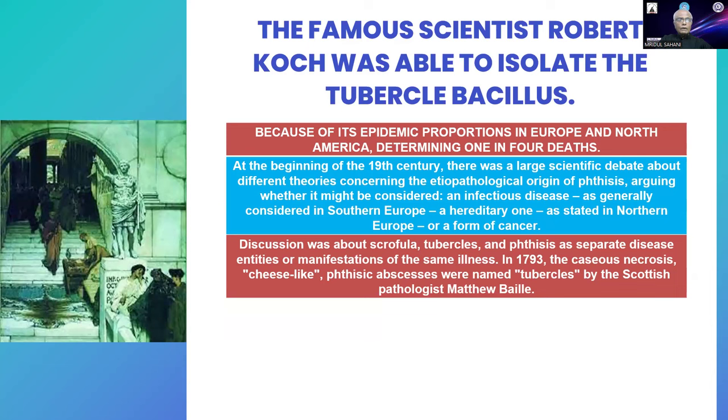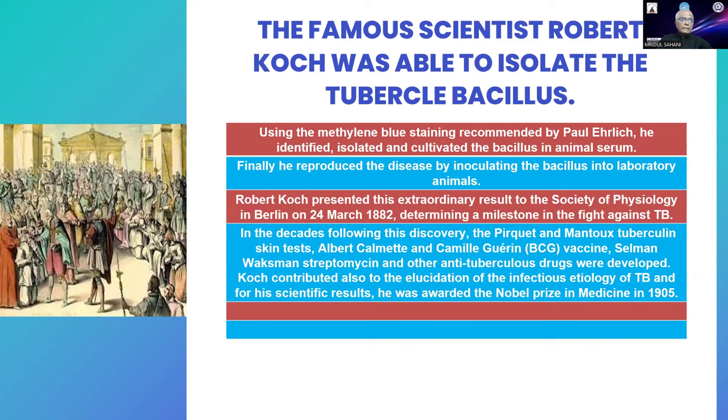And as we have already understood, the tubercular bacillus was identified by Robert Koch. This is the process by which he isolated it, using the methylene blue staining recommended by Paul Ehrlich. He identified, isolated, and cultivated the bacillus outside the animal body. Finally, he reproduced the disease by inoculating the bacillus into laboratory animals. Robert Koch presented these extraordinary results to the Society of Physiology in Berlin on 24th March 1882, a milestone in the fight against tuberculosis.